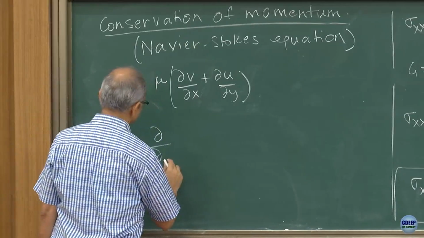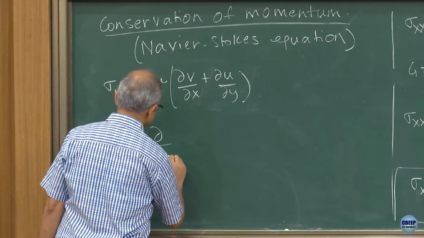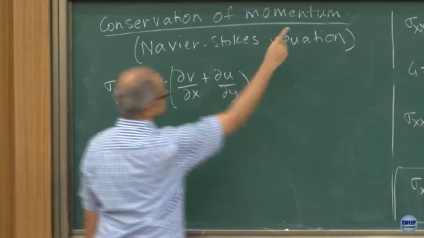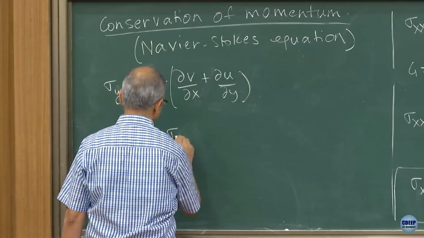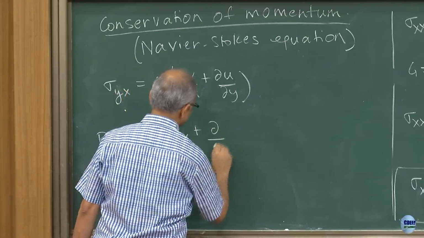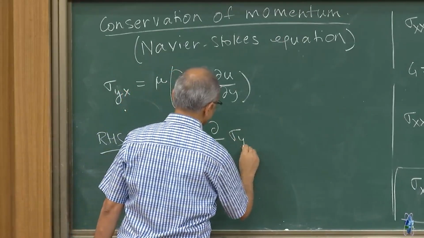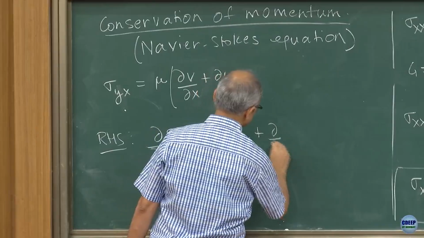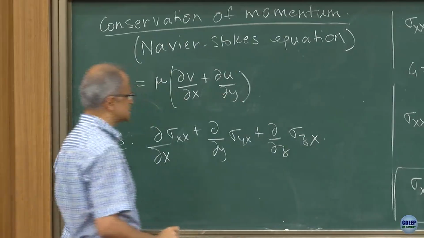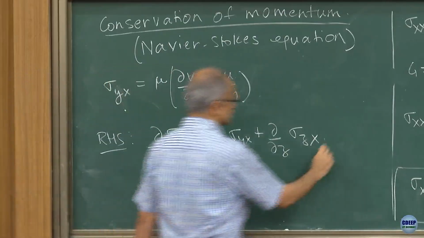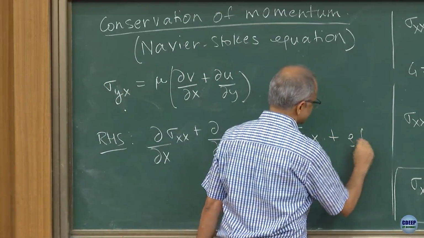So we are going to have the derivative of this. So we had minus dou by dou x of sigma xx plus dou by dou y of sigma yx plus dou by dou z of sigma zx. This is what we had on the right hand side, plus the body force term, rho times fx.